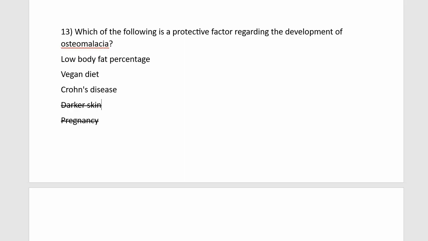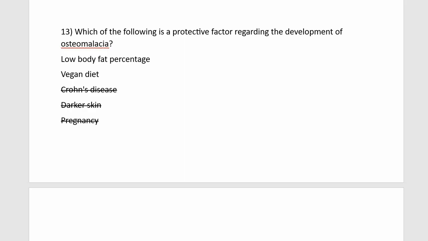So Crohn's disease. Crohn's disease is an inflammatory disease of the intestines, and if you get inflammation of the intestines, that's going to be interfering with absorption. So again, Crohn's disease is another risk factor. If you have Crohn's disease, it actually increases your risk of osteomalacia.